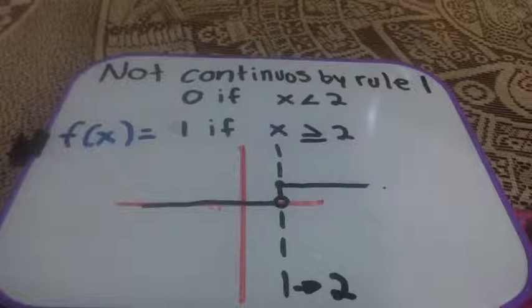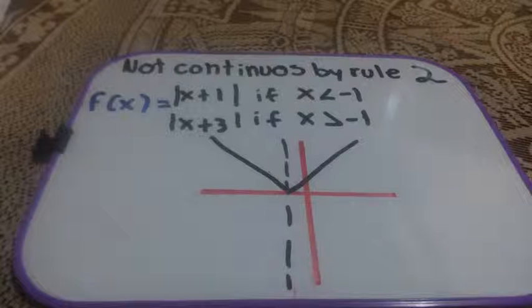Here are some examples. In this example, we can see that this is not continuous because of rule number 1, because when the values approach 2, they are not the same, so the limit doesn't exist. In this next example, we can see that it is continuous by rule number 1, but not by rule number 2, because there is not an exact value for y when it approaches -1.